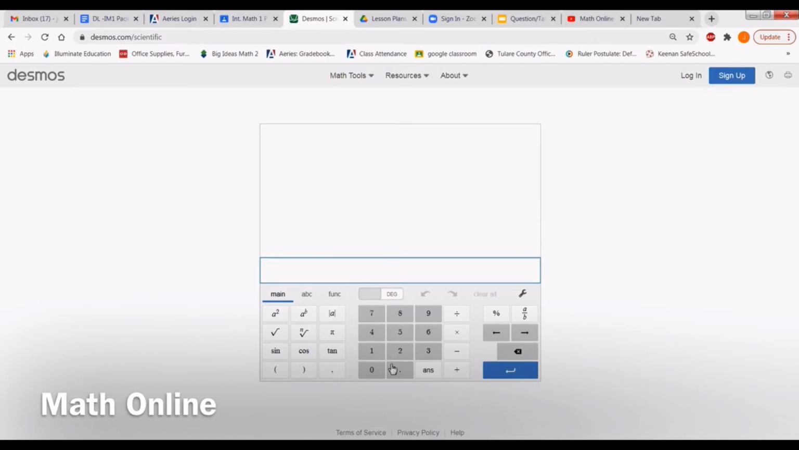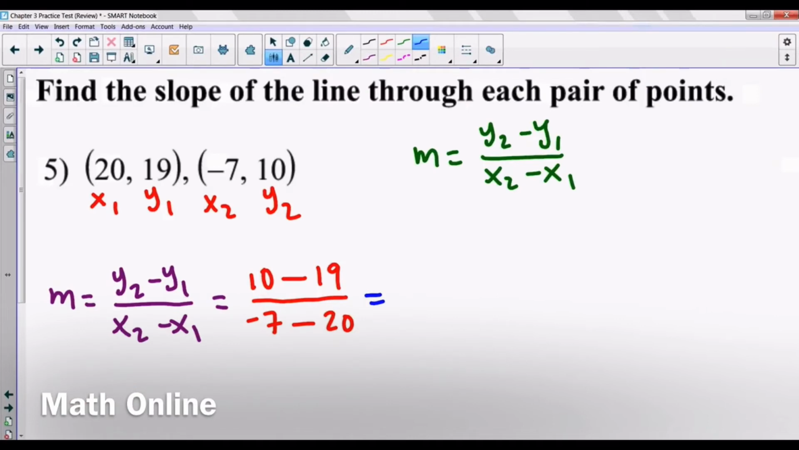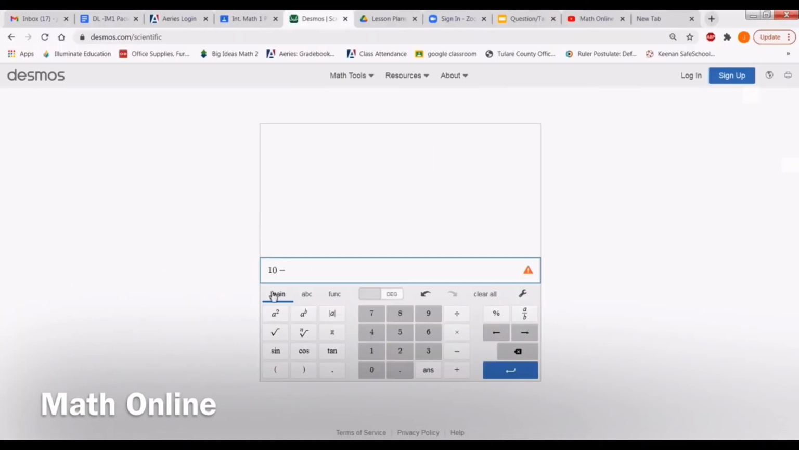For instance, in our slope, we had a numerator such that it said something like this: 10 minus 19, I believe. Let's see if Mr. Solis is correct. I believe that's what it was. Yes, 10 minus 19. So let's go back to the calculator. 10 minus 19, it'll give you your answer. 10 minus 19 is -9.